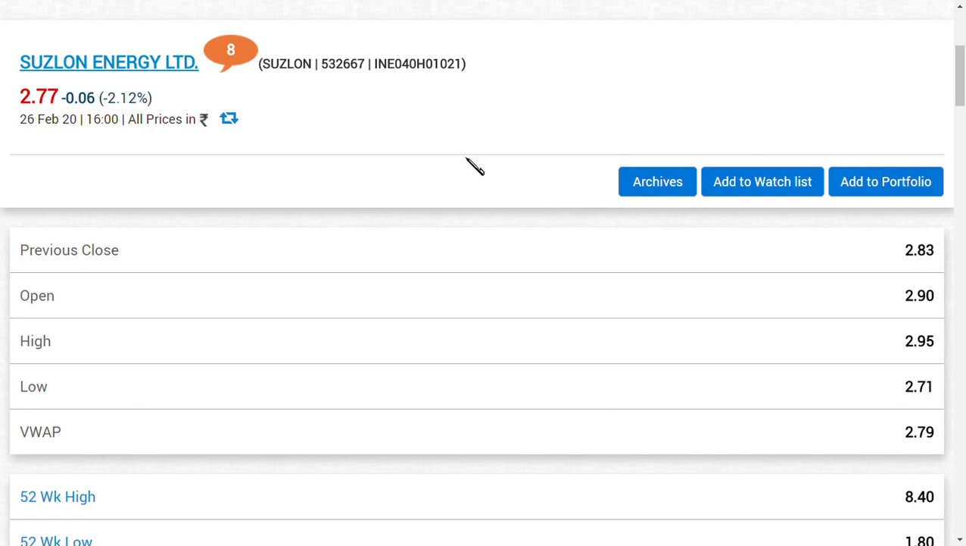But keeping all these facts aside, the SUZLON Energy management has submitted a latest report regarding this, and I want to show you this, friends.